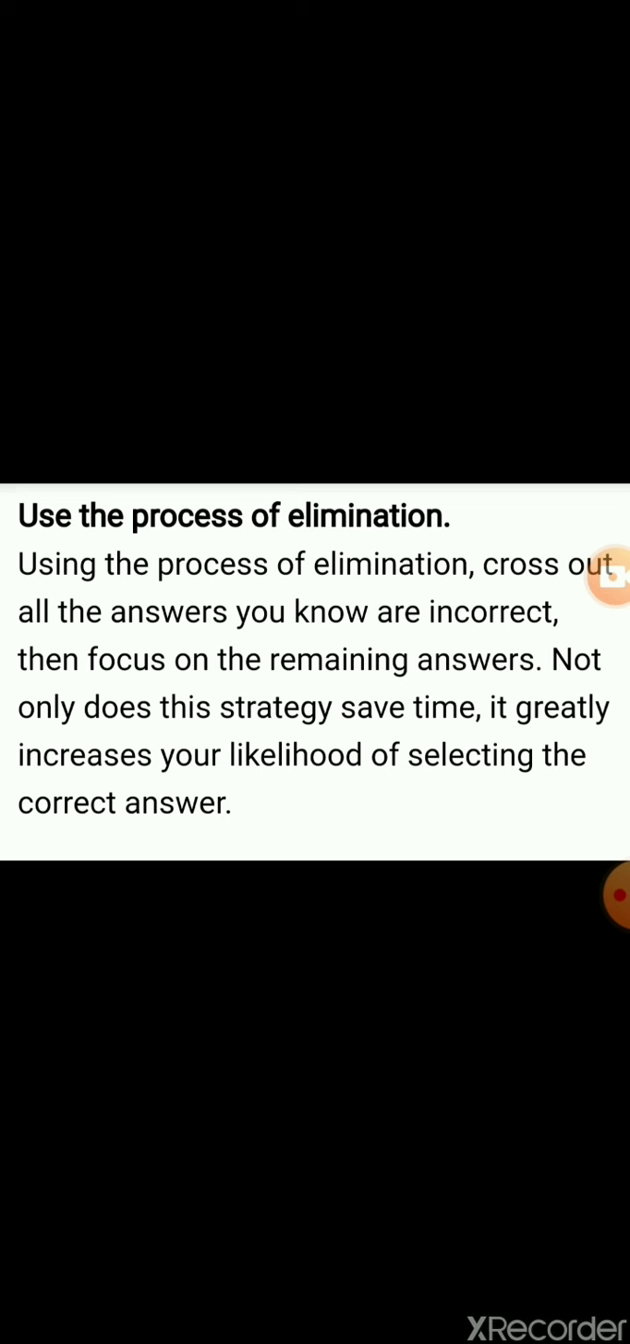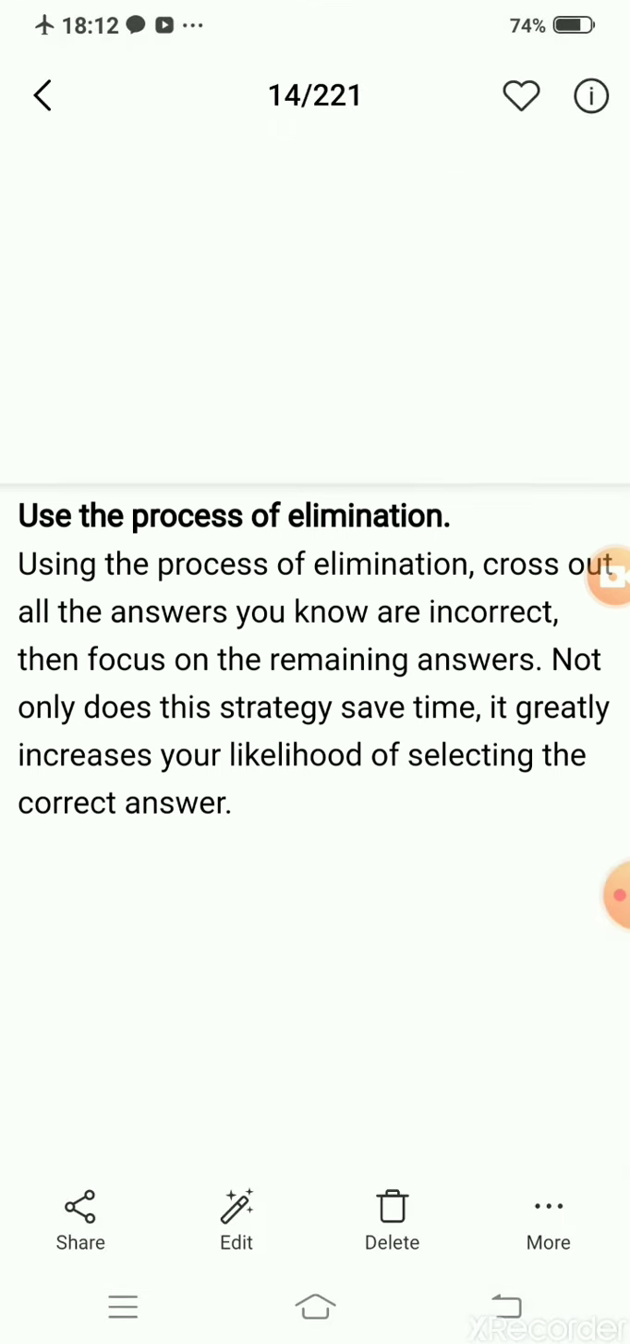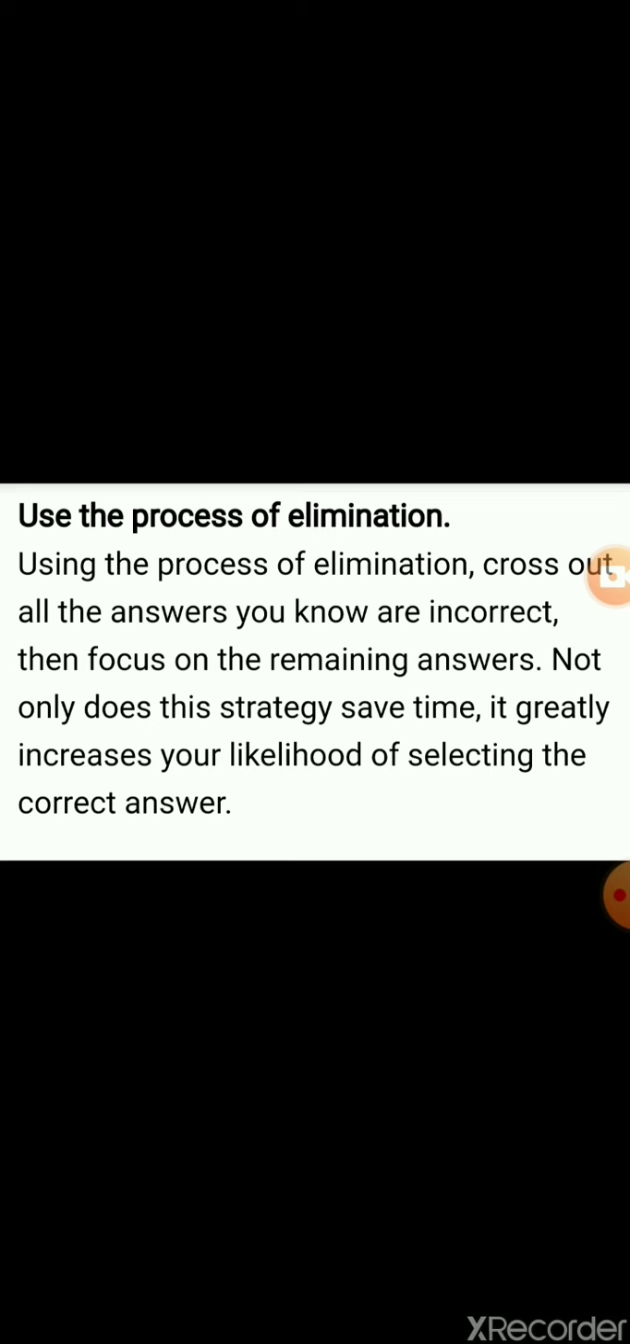Means you will be very close to the correct option only if you are using the process of elimination properly. But one condition for that: the intensive reading, full scanning of the content which you have been provided for your questions.